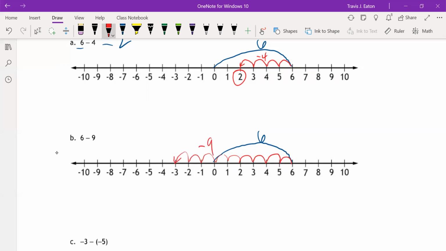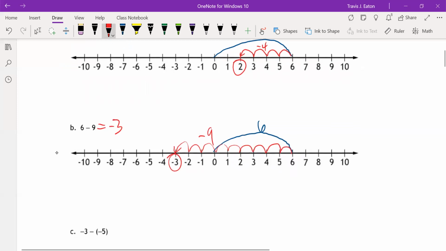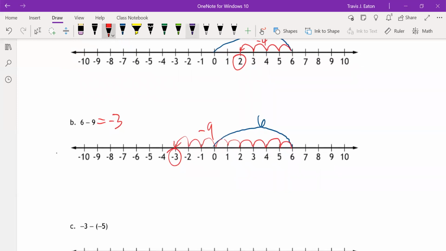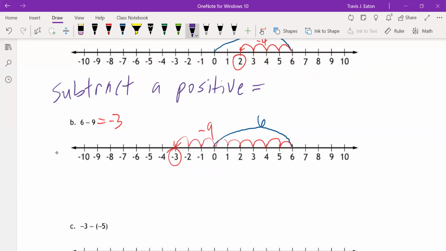6 minus 9 puts me at negative 3, because I'm moving left on the number line when I subtract a positive number. So the thing you need to realize out of this is that when you subtract a positive, you are going to move left on the number line. Okay, and that works for both of these. Subtracting a positive, moving left. Subtracting a positive, moving left.